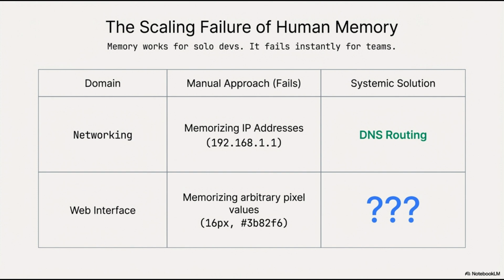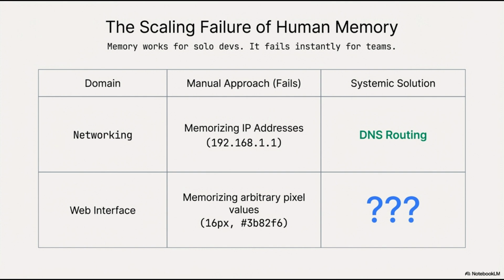Relying on human memory for UI at scale is just a guaranteed failure. It's like trying to manually remember IP addresses instead of using DNS. Exactly. Just like infrastructure requires strict configuration management, UI consistency requires explicit codification. Okay, here's where it gets really interesting, because the source text introduces the practical fix for this, and it's called design tokens.